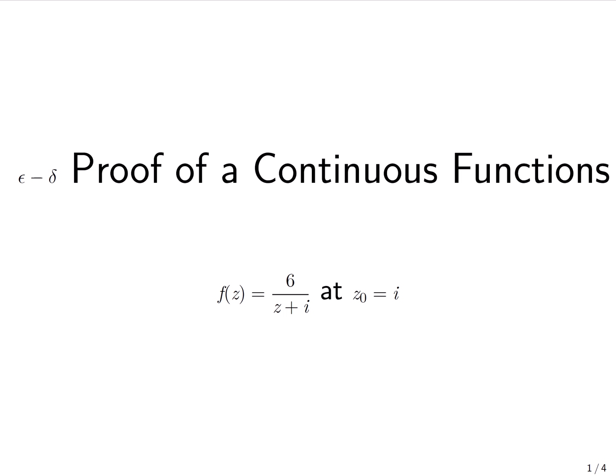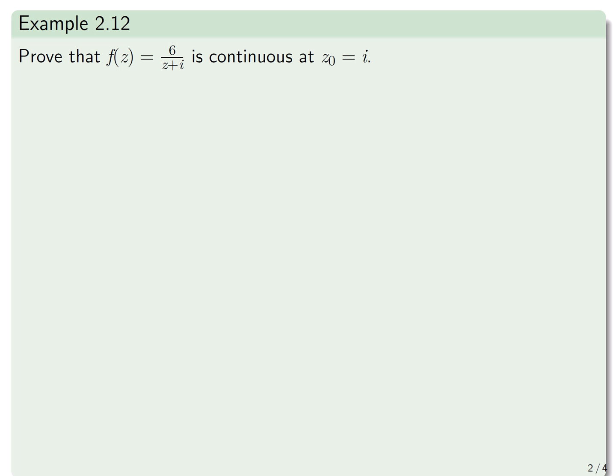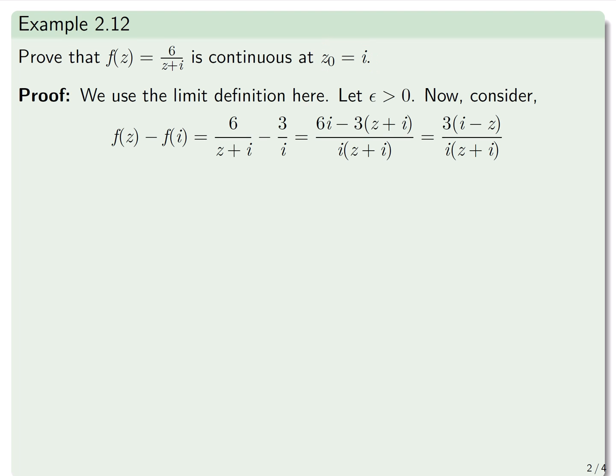In this video, we're going to learn about the epsilon-delta proof of a continuous function, which is a rational function, at a given point. So prove that f(z) = 1/(z + i) is continuous at z₀ = i. So you can see that it's a point in z₀ = i, and we have a rational function. So let's see how we're going to proceed with this.